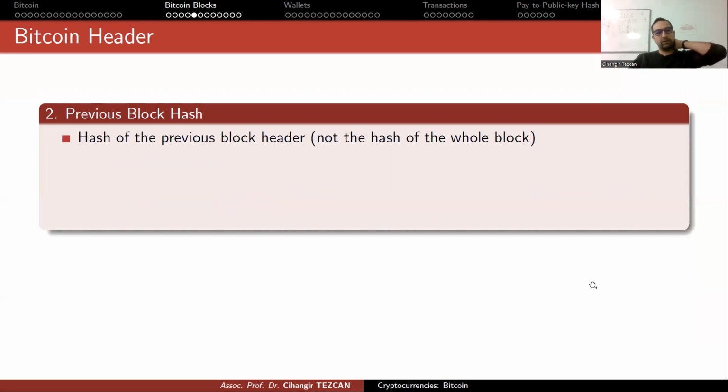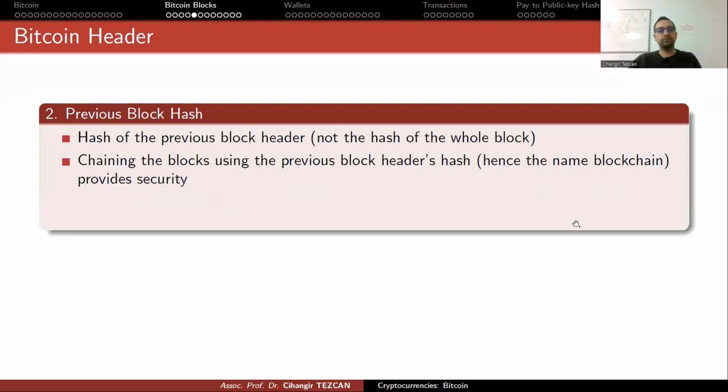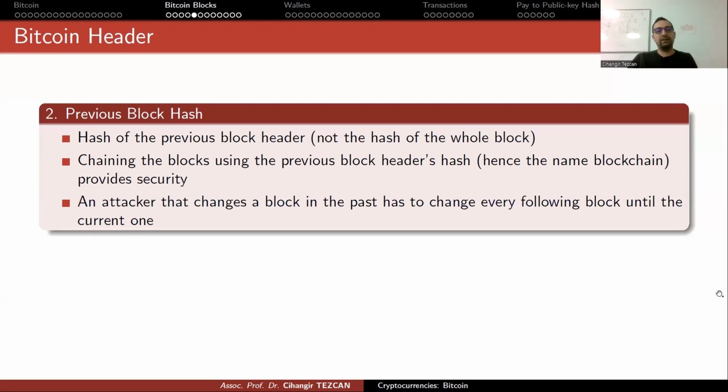Let's look at the previous block hash. Hash of the previous block header, not the hash of the whole block. Chaining the blocks using the previous block's header hash, hence the name blockchain, provides security. So this way you provide the integrity. This is why we call it tamper evident and tamper resistant, right? An attacker that changes a block in the past has to change every following block until the current one.